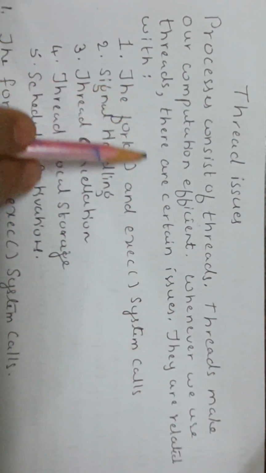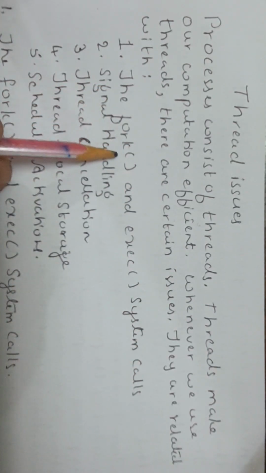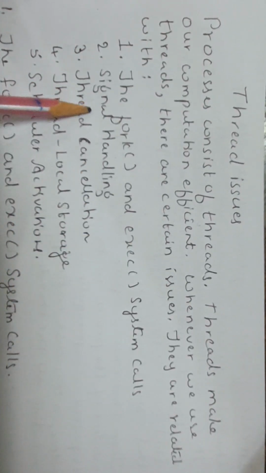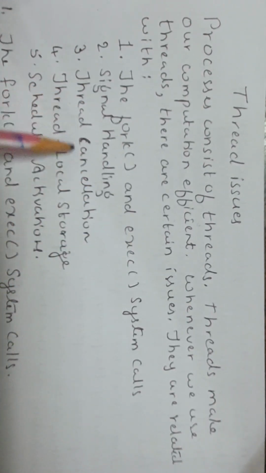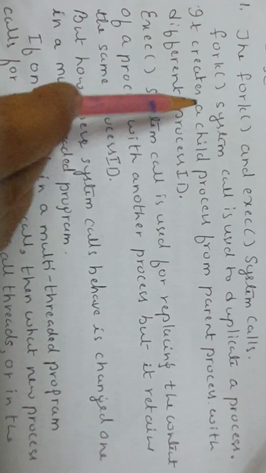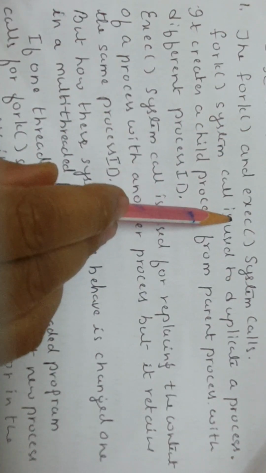Whenever we use threads, there are certain issues. They are related with, first one, the fork system call and exec system call. Second one, signal handling. Third one, thread cancellation. Fourth one, thread local storage. Fifth one, scheduler activations. So next we shall see the first one, fork system call and exec system call related.